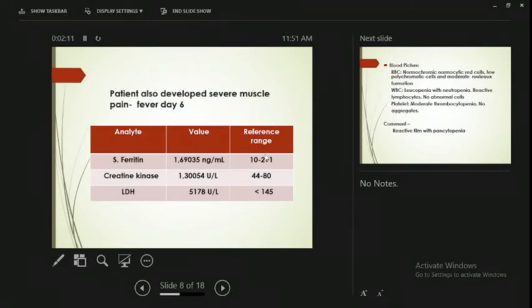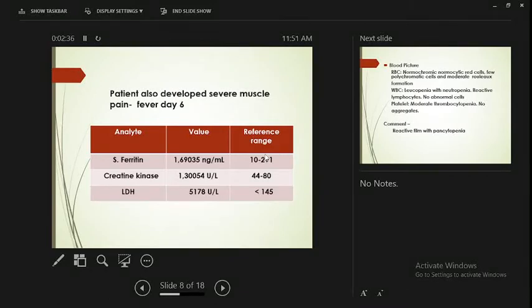The patient also developed severe muscle pain on day 6 of fever, and further investigation revealed very high serum ferritin, creatinine kinase, and LDH levels. As you can see here, all levels are above the upper limit of detection of the particular assay, so serial dilutions were performed to get the exact value.